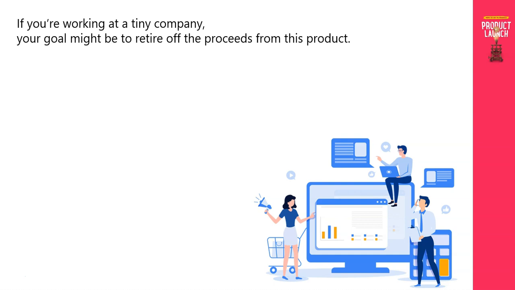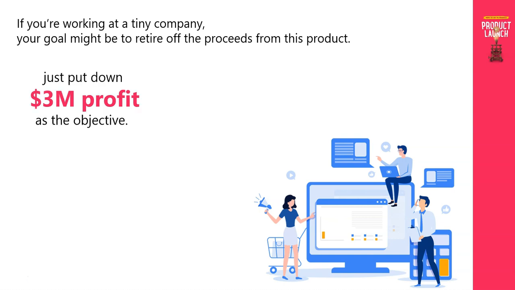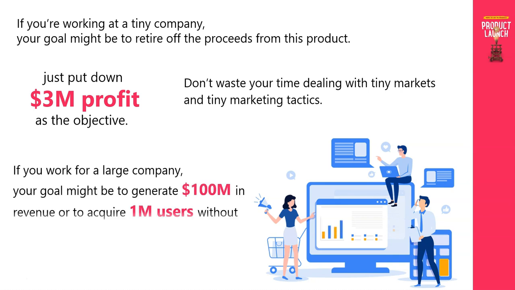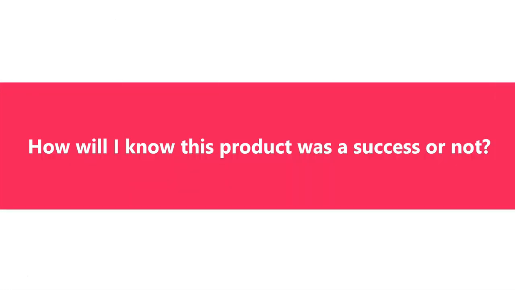If you're working at a tiny company, your goal might be to retire off the proceeds from this product. In that case, just put down $3 million profit as the objective. That way you don't waste your time dealing with tiny markets and tiny marketing tactics. If you work for a large company, your goal might be to generate $100 million in revenue or to acquire 1 million users without any clear financial target. Just ask yourself one question: how will I know this product was a success or not?